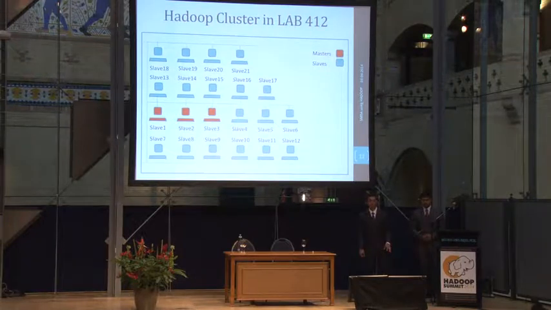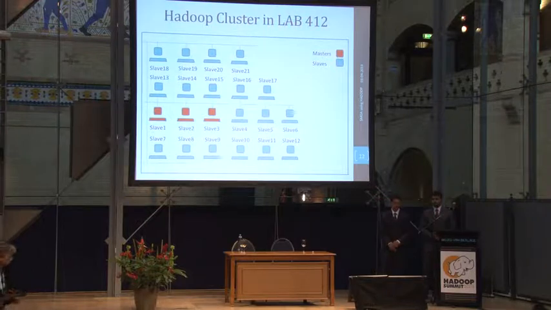Now this is the overview of the 21 node cluster that we have set up in our lab. There are 21 machines with very medium configurations: 2 GB RAM, dual core processors, and 150 GB of hard disk. There are 3 masters. Slave 1, as you can see, is the name node. Slave 2 is the secondary name node, and slave 3 is the job tracker. So this is a total 2.5 TB cluster that we have set up in lab 412 in our college.